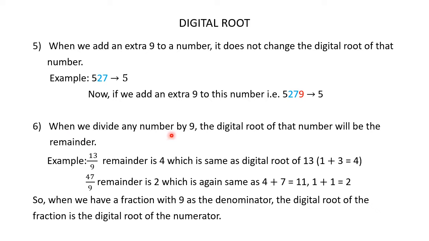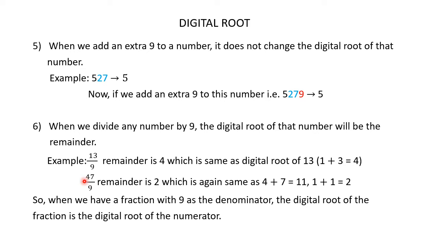When we divide any number by 9, the digital root of that number will be the remainder. For example, when you divide 13 by 9, the remainder is 4, which is the same as the digital root of the numerator 13, because 1 plus 3 is 4.